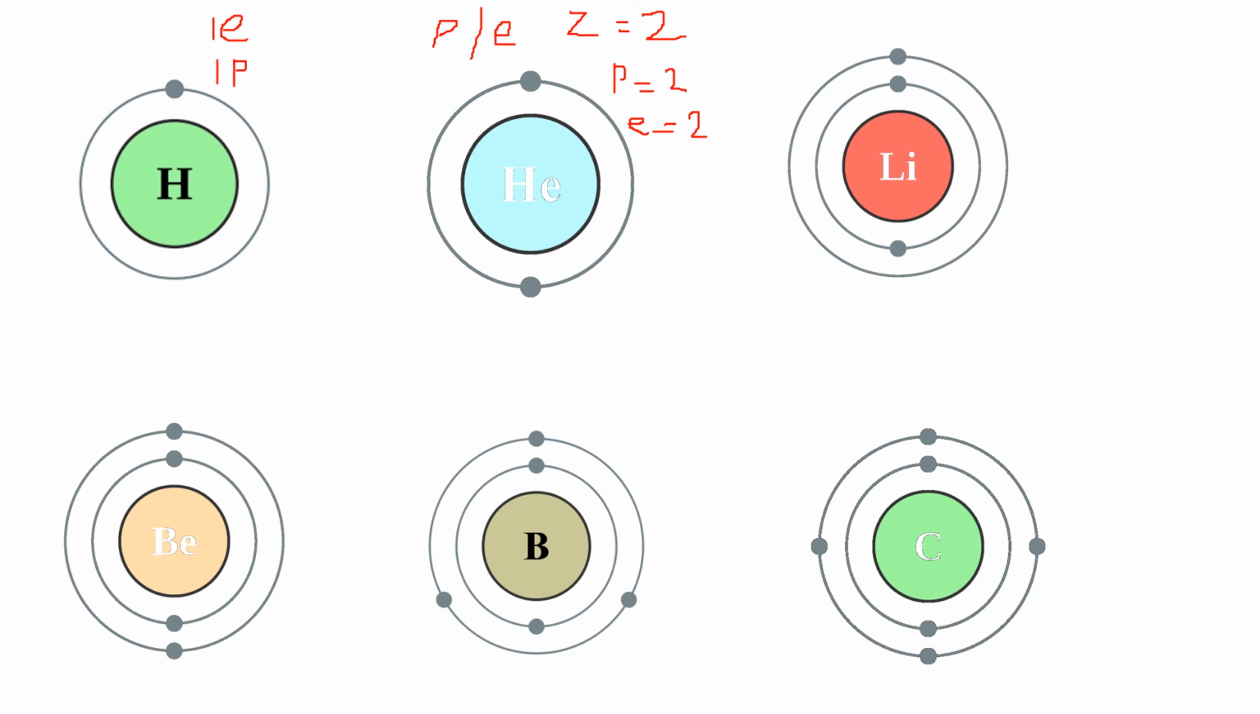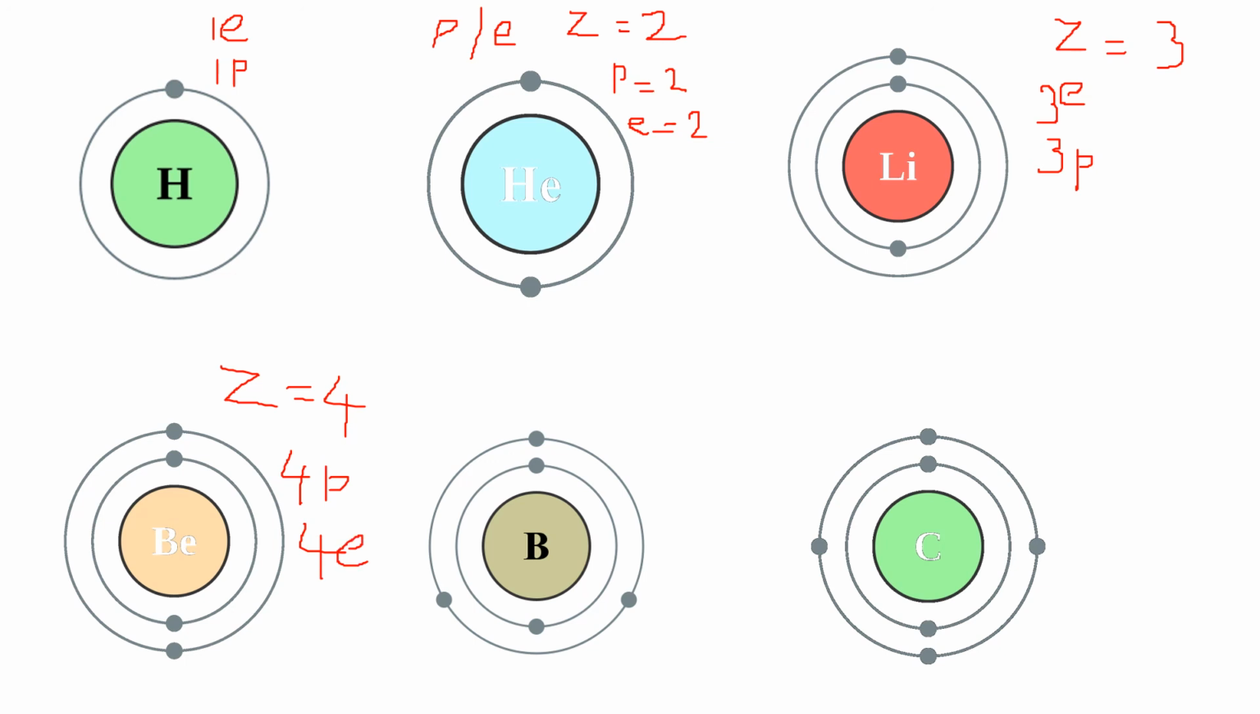Next is the lithium atom, capital letter L and small letter i. Z is the atomic number, which means the number of protons or electrons. Hydrogen is 1, helium is 2, and lithium is 3. So here there are 3 electrons and 3 protons. The number of neutrons we will study in the next class. Then the fourth one, beryllium, Be. Here the atomic number Z equals 4, so there are 4 protons and 4 electrons.